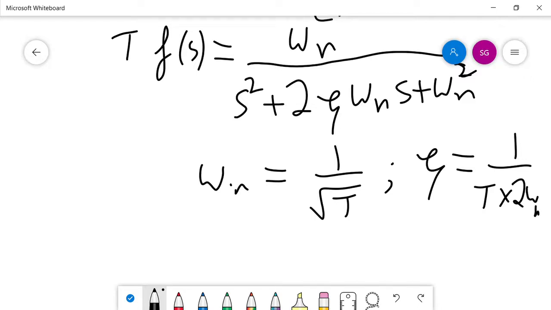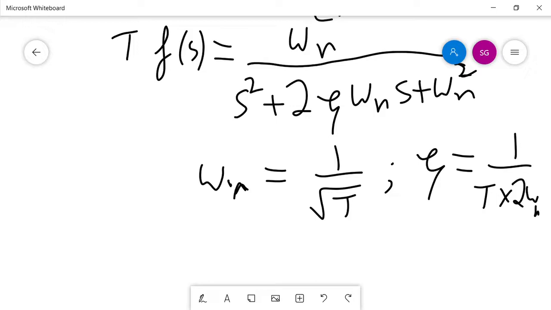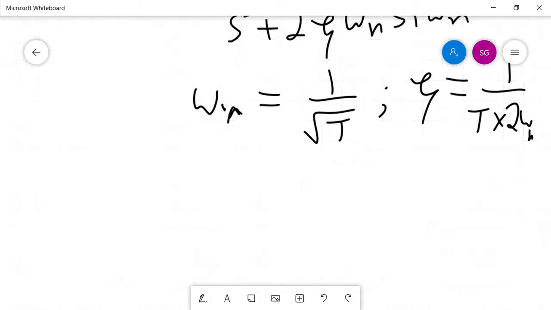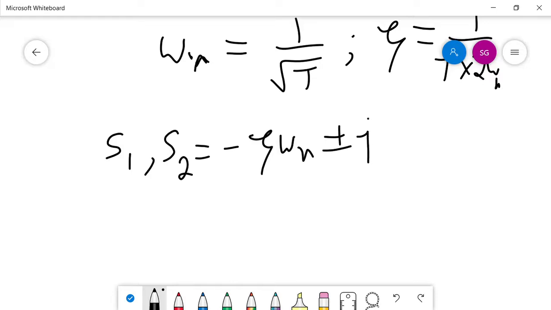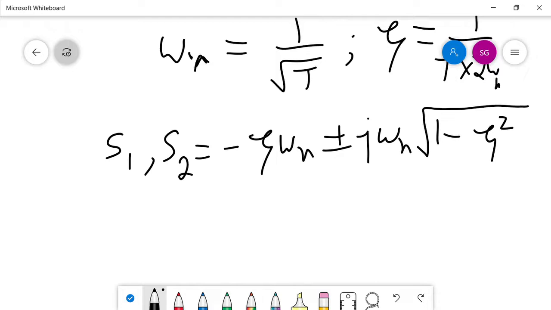So we can solve for this, but we should know the poles of this transfer function. So here the pole could be written as s1, s2. It will be minus zeta omega n plus minus j omega n under root 1 minus zeta whole square. Okay, these will be the two poles of this transfer function.